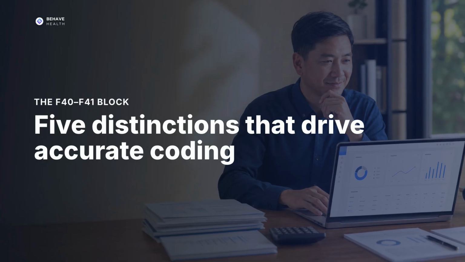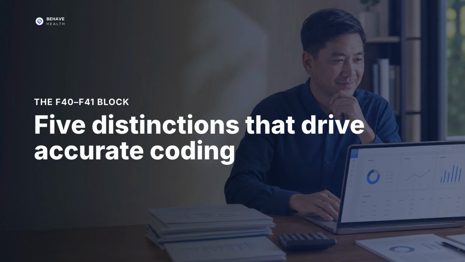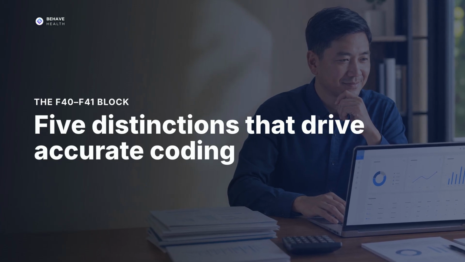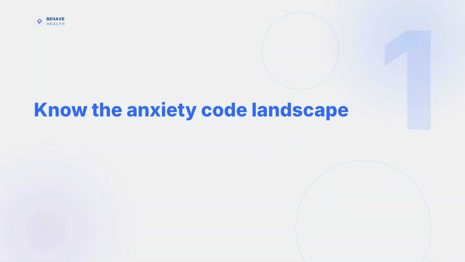Anxiety is a spectrum, each disorder with its own ICD-10 code. Here are 5 distinctions that protect your F41.1 claims. Let us walk through all 5. First, understand the F40 to F41 landscape.